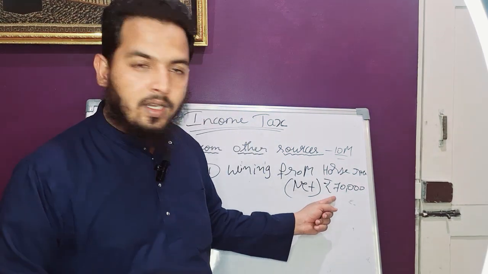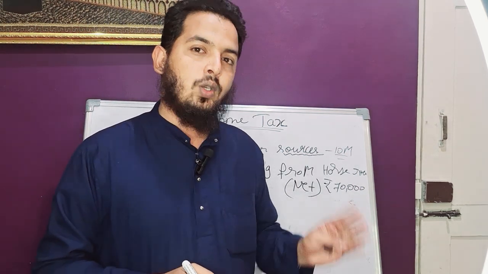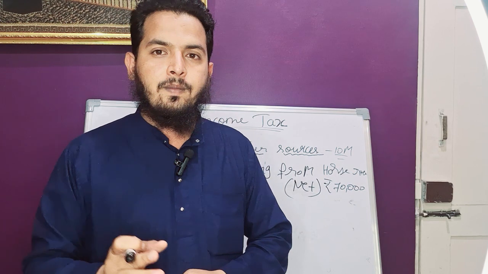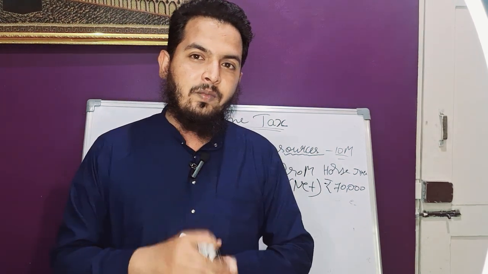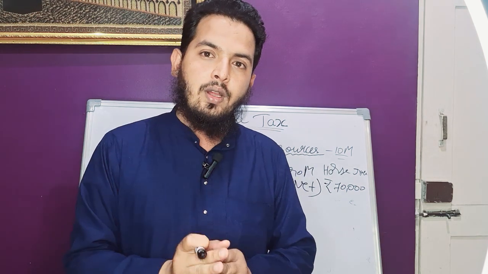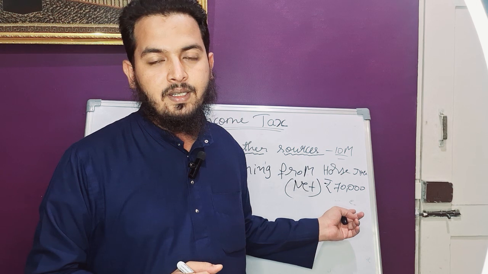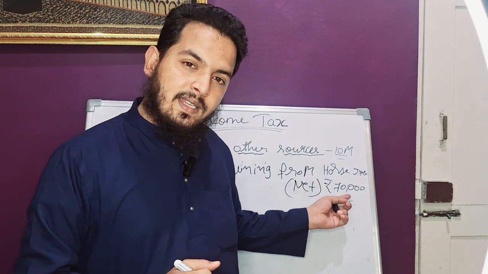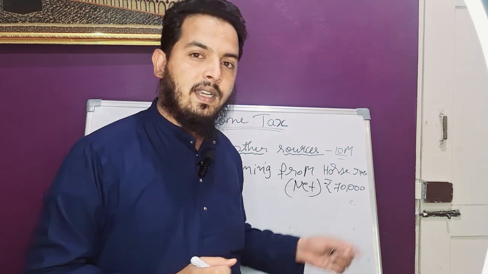So directly you cannot write this 70,000 as taxable. You have to do gross up. Sir, why do I have to do gross up? Why have they given net? Net means some portion or some percentage of the amount has been deducted. So whatever the 70,000 is, it is not the real amount. It is after the deduction.